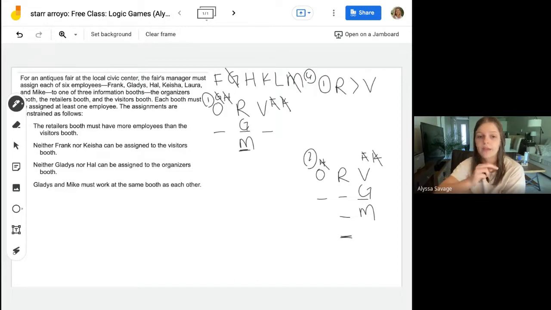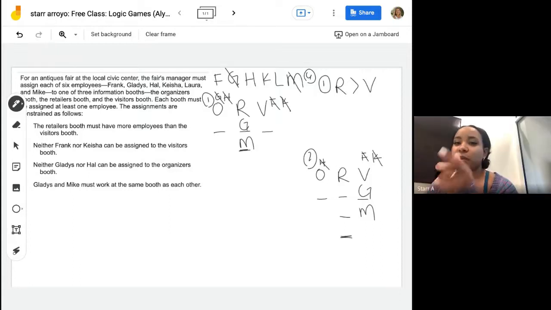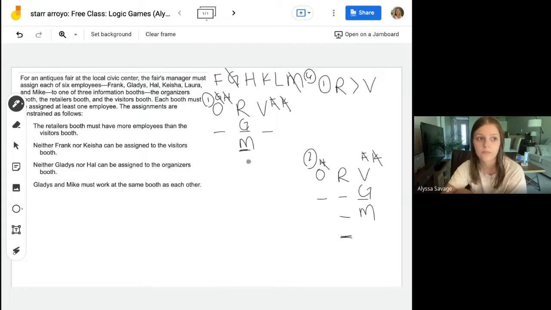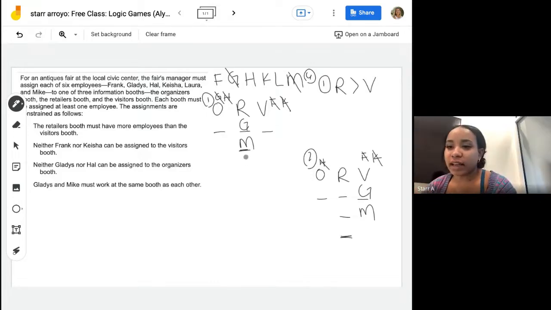Do you mean by like adding a 3rd line? Yeah, underneath, because of the first rule. So the retailer's booth must have more employees than the visitors. Could you put both of them under R? Yeah, but then I was thinking that's going to be the same as the second world. I thought you were looking for another way to do it.